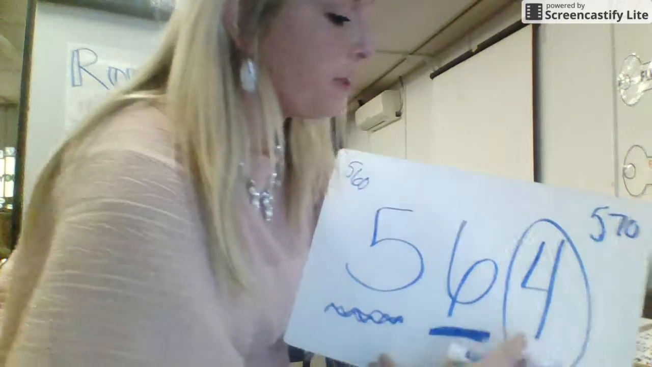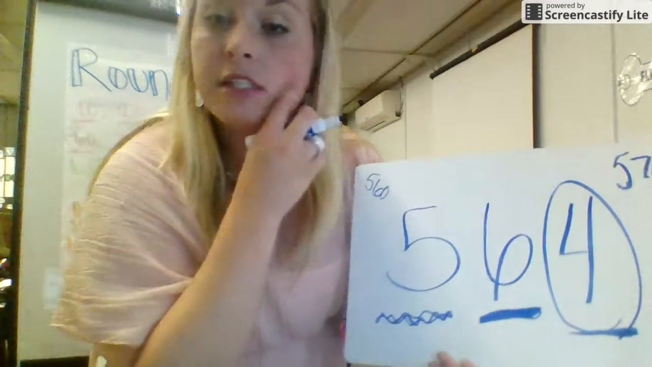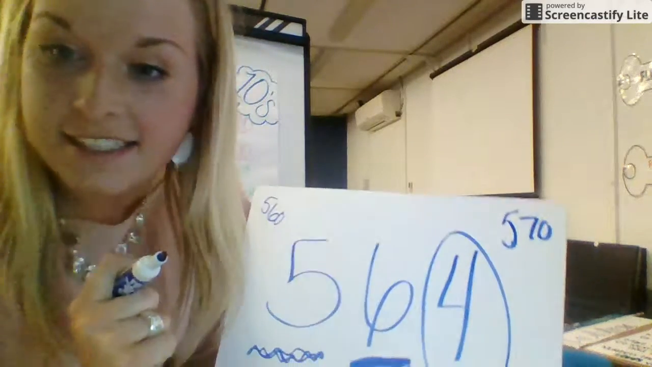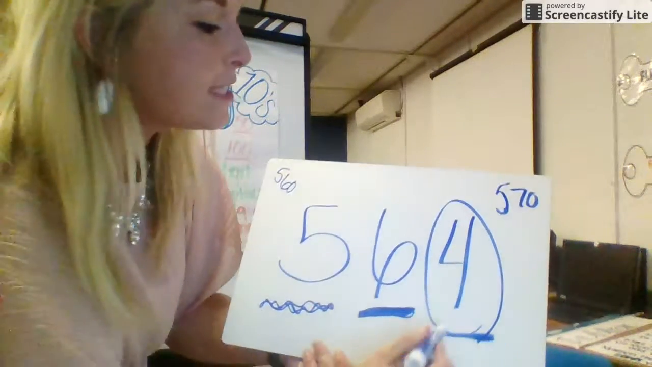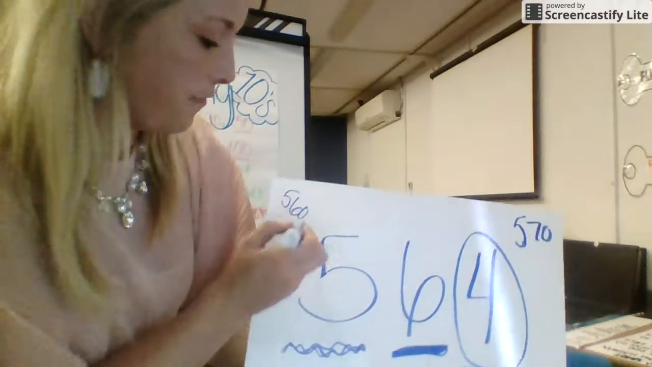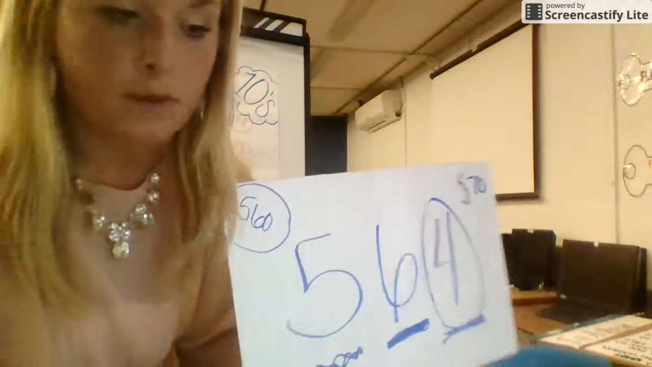So we circled the 4 because that's what's going to help us determine whether we are going up or we are staying down. So remember, 5 through 9, we climb the vine, and we are not. It's 0 through 4, so we're going to stay on the floor. So 564 is going to be closer to 560 rather than 570.